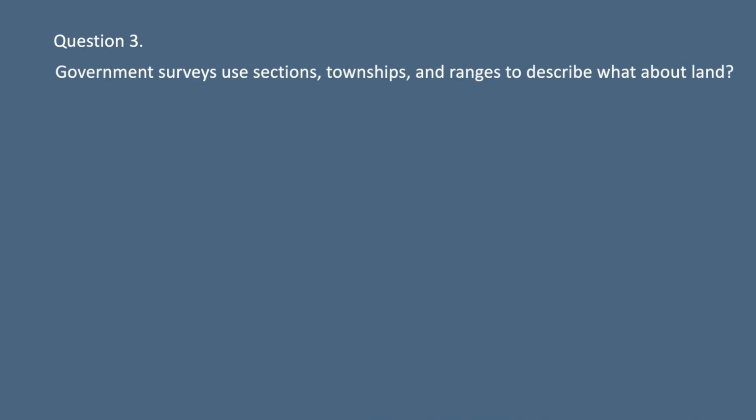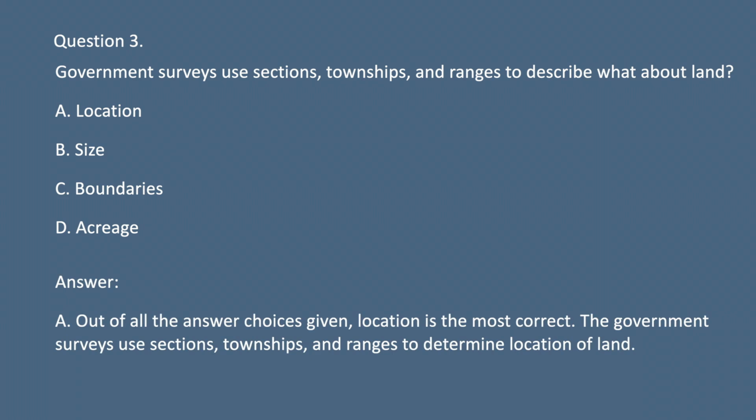Question 3. Government surveys use sections, townships, and ranges to describe what about land? A. Location. B. Size. C. Boundaries. D. Acreage. Answer: A. Out of all the answer choices given, location is the most correct. The government surveys use sections, townships, and ranges to determine location of land.